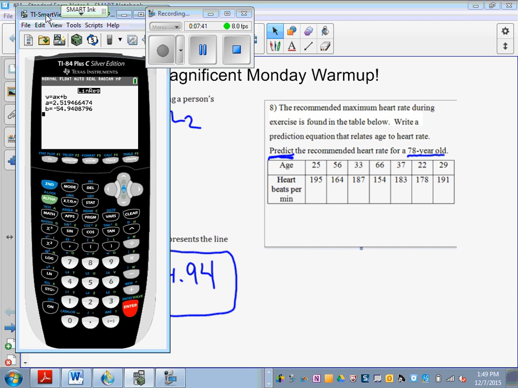That's pretty cool. Okay, so we need to put in our new information. So again, stat, edit. And I need to arrow up and hit clear. Don't hit delete. I always do that. If you delete, you lose your lists.